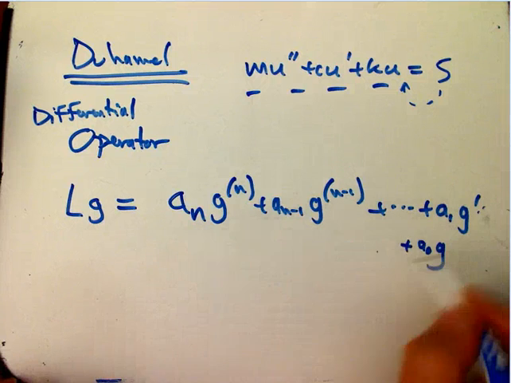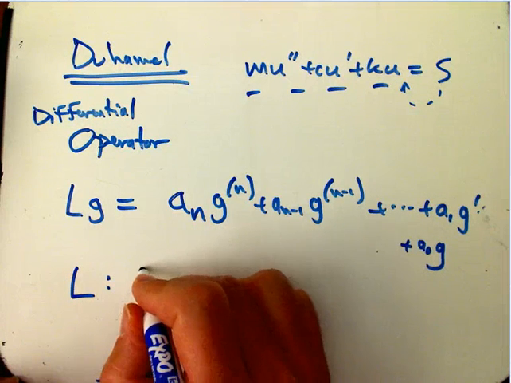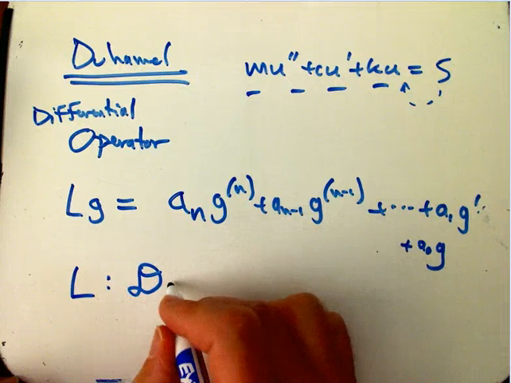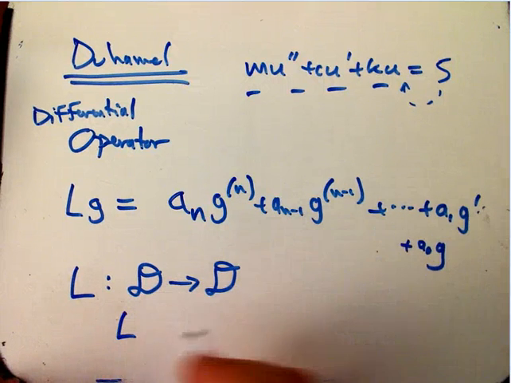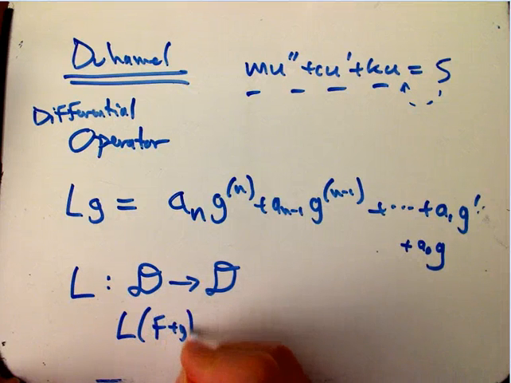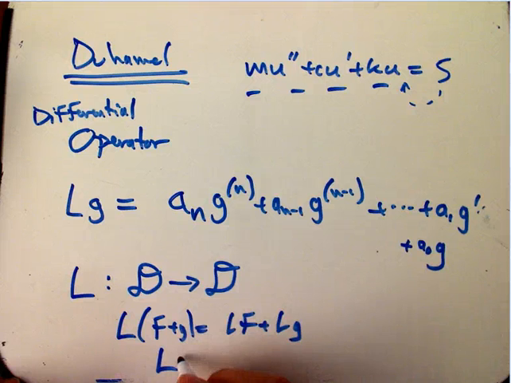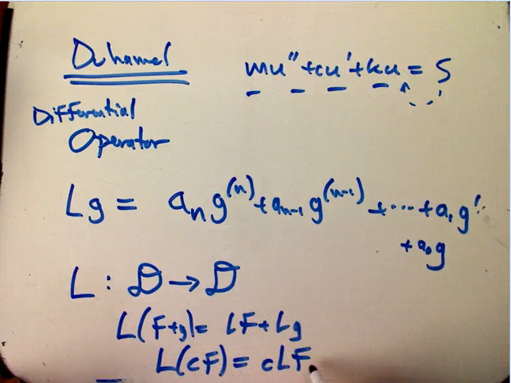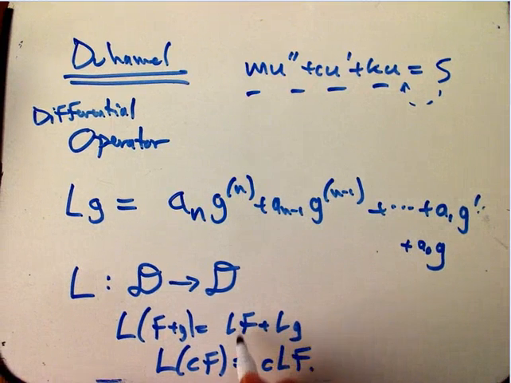Okay, so this is the kind of expression I'm talking about, and that's another example of a differential operator, and it's linear. Really important, just based on the basic principles of derivatives, is that L of f plus g is Lf plus Lg, and L applied to a constant times f is C times Lf. Very important.